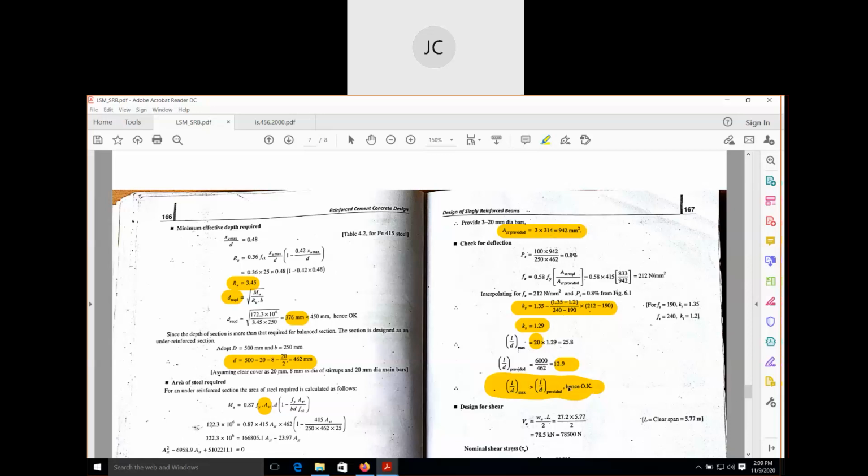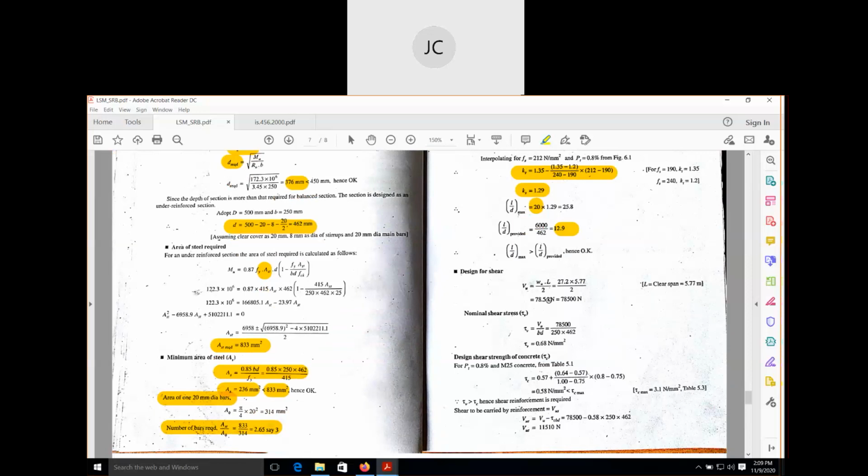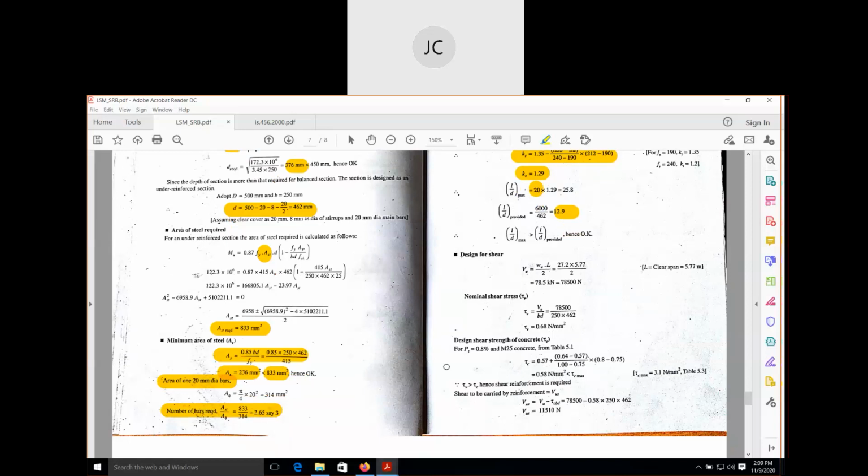Next, after doing the check for deflection, we have to design for shear. This part we have solved in the previous chapter. Design of shear means we have to find out the design shear force, then nominal shear stress, then design shear strength of concrete. These things we have already done before, so I am not going to explain this part, because this has been solved in the previous chapter. You can do this part.